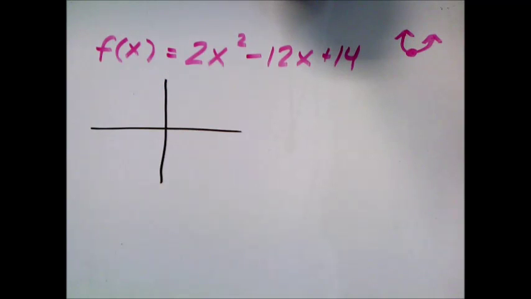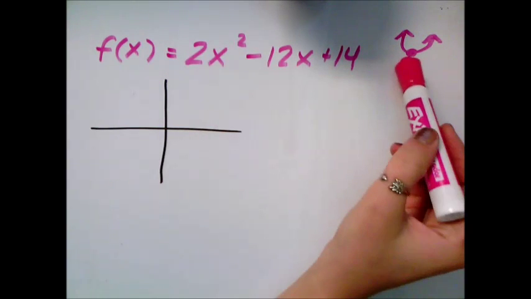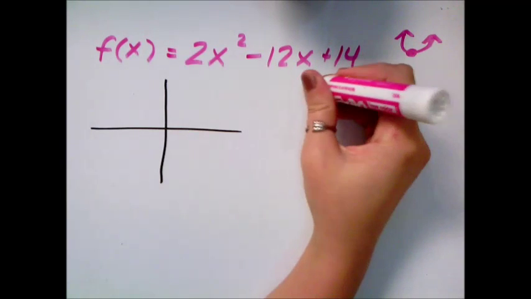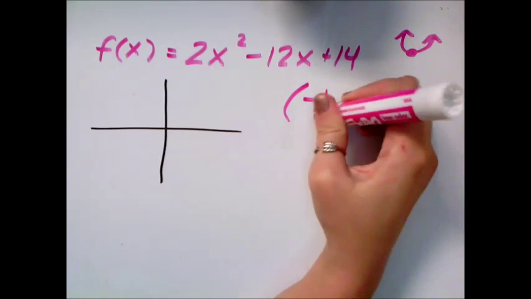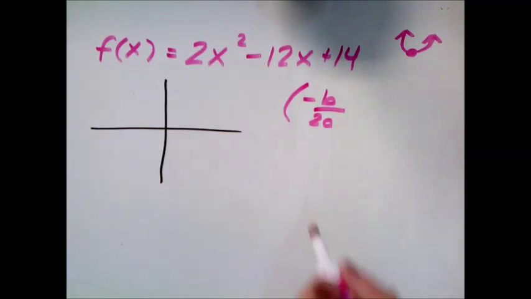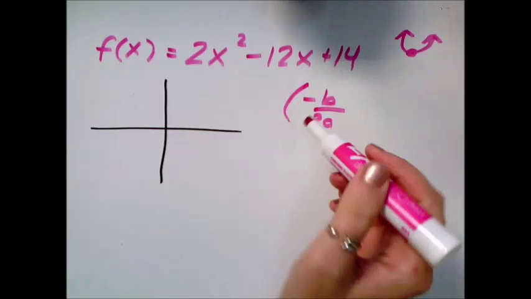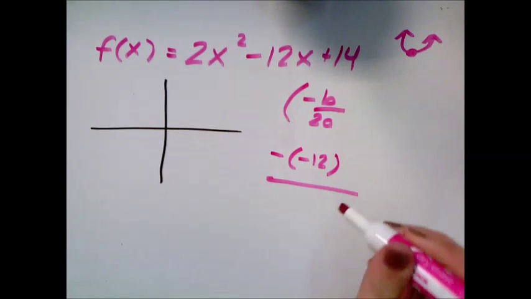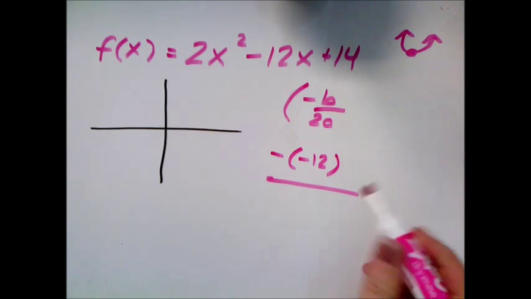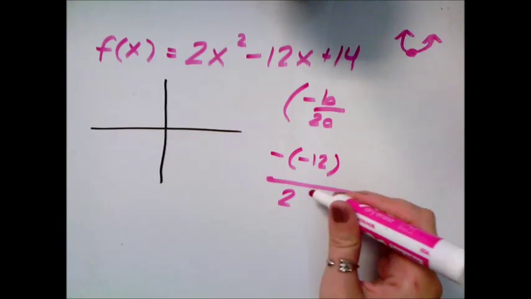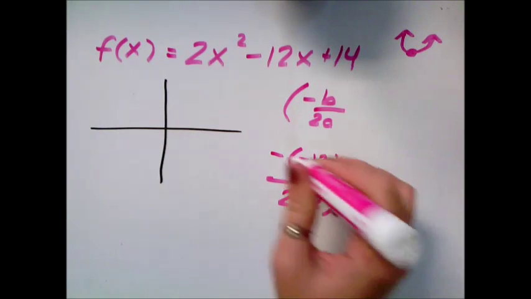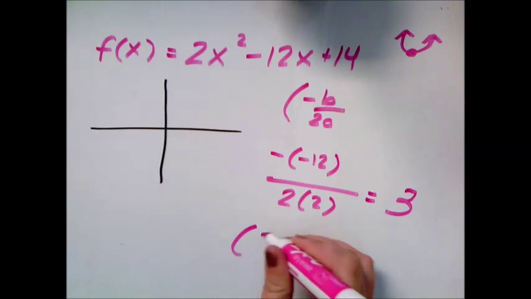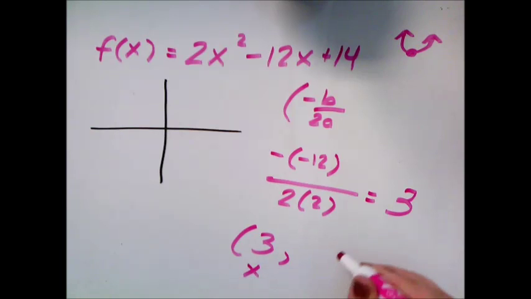All right, so now that I've got this one opens up, and I know the point I'm looking for is really the vertex, then probably the easiest way to find the vertex is that I know that the x value of the vertex is always at negative b over 2a. So here a, b, c, b is negative 12, so negative, negative 12, over 2a, and a is 2. So this says 12 divided by 4, so 3.